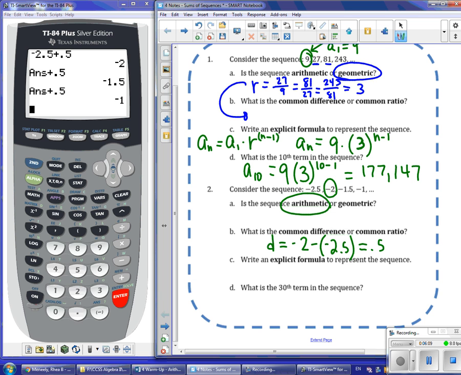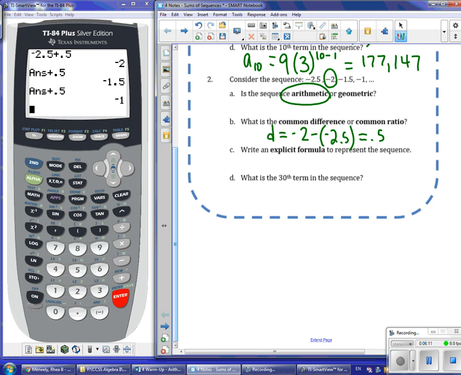The explicit formula then for an arithmetic sequence, again, we start with a sub n because that represents any term in your sequence. I'm going to have my first term, and in this case, my first term is -2.5. And then I'm going to have plus my common difference, which is 0.5. And this time, since I'm constantly adding, that's going to correspond to multiplying by n minus 1. And so that's the explicit formula for an arithmetic sequence.